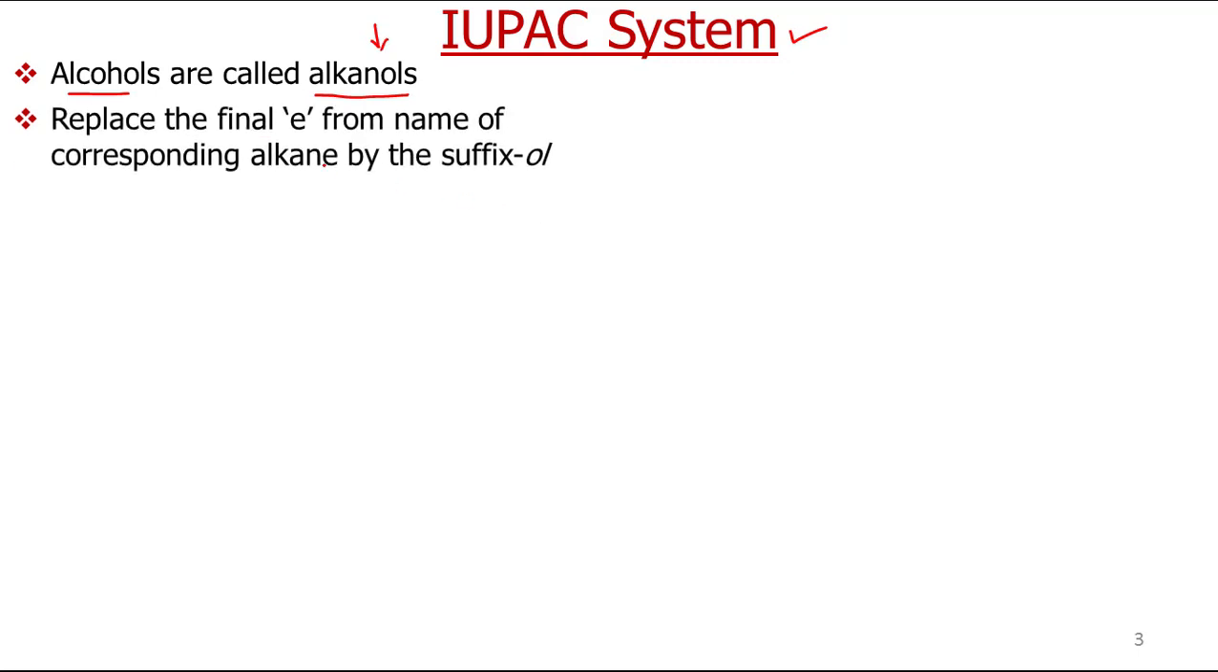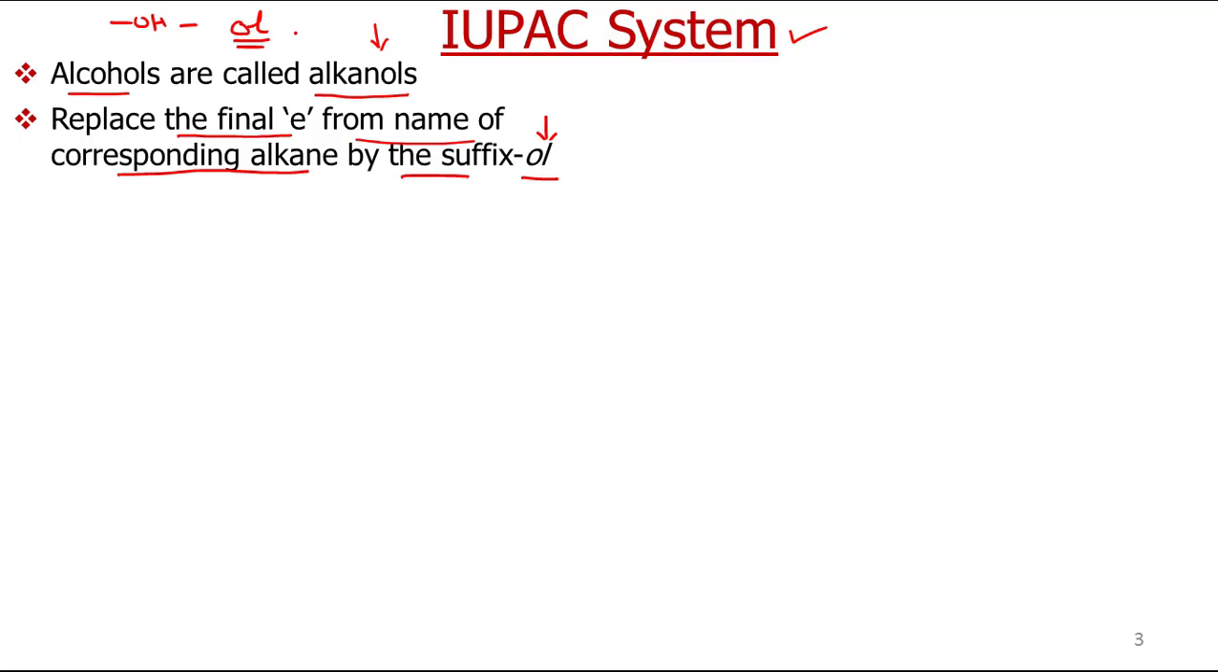This you have already studied in your lower classes in +1 or +2, where you learned how to name various organic compounds. So I will briefly discuss here how we name monohydric alcohols using this system. In this system alcohols are called alkanols. So what does this mean? We will replace the final E from the name of the corresponding alkane, then we will add a suffix ol. The suffix used for the OH group is called ol.